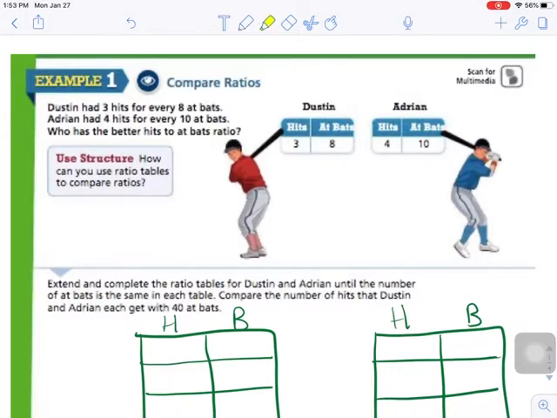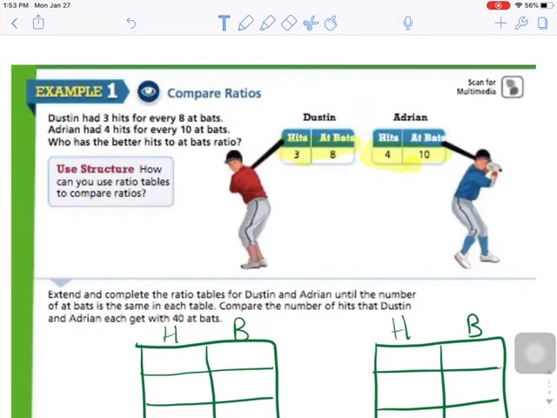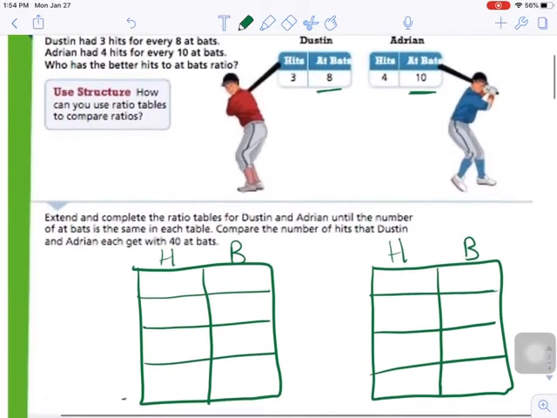And so they give us the beginning of our table here, 3 to 8 and 4 to 10. Now what we have to do before we can compare them is we need to have an equivalent at-bat. We can't compare these two hits because right now it's saying that Adrian has more hits, he has 4. But we can't compare them because the at-bats are not the same. So to be able to truly compare who has the better hits ratio, we would have to compare them when they have the same at-bat. So we're going to go ahead and extend the tables for both of these.